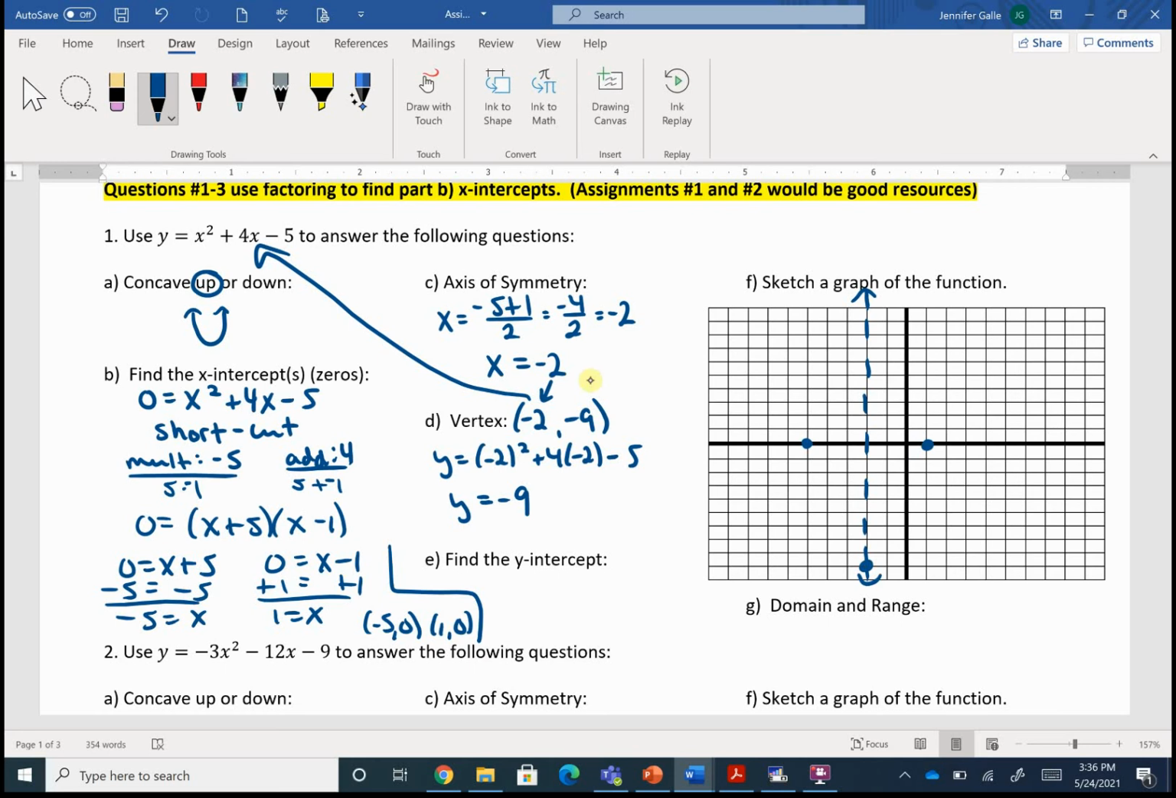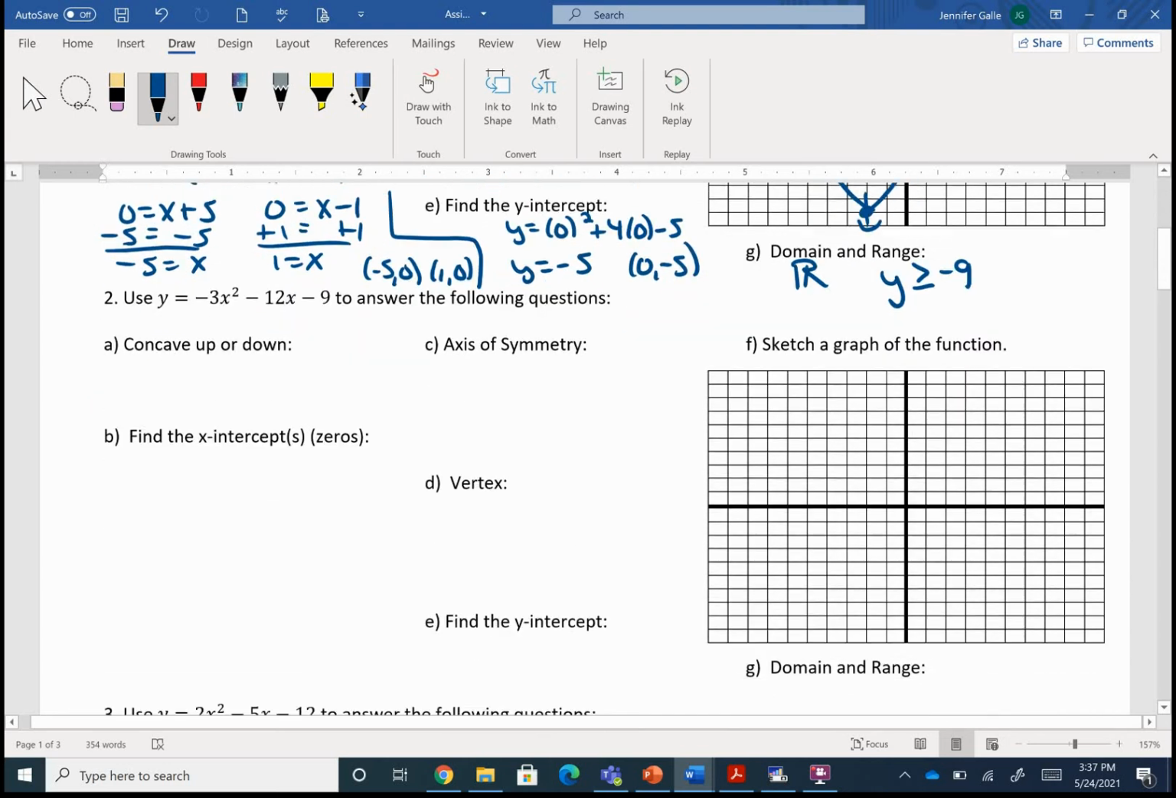Then the y-intercept, we put 0 in for x. I know a lot of you don't show work for this. The y-intercept is just that constant value, or our c value. Please make sure you graph this and then reflect it over. The domain is always all real numbers. The range deals with y. Our graph opens up, so we're greater than or equal to, and it's the y value at the vertex.